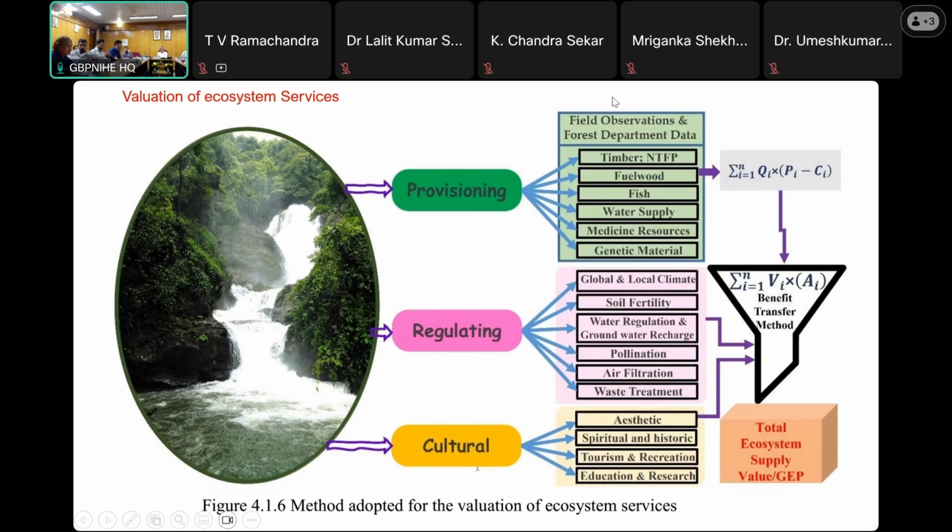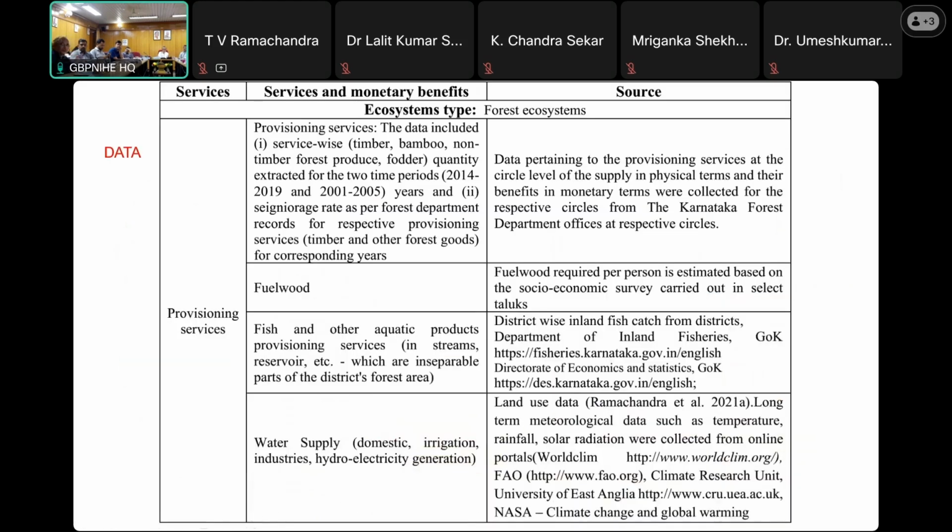Then the combination of all these three, the provisioning, regulating and cultural services, is the total ecosystem supply, which is also called the gross ecosystem product. I think you called it environment product. It's an ecosystem product or a green GDP. That is the terminology used at the international level. Now, how do you do the quantification? The method is talked about, and that publication is coming out.